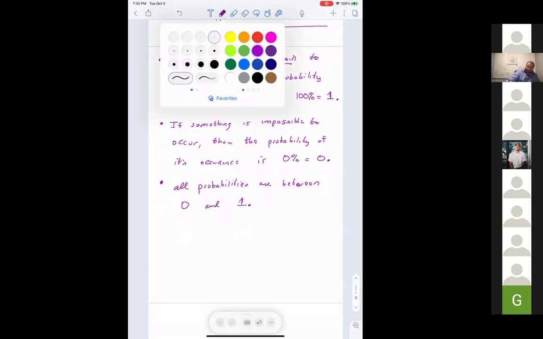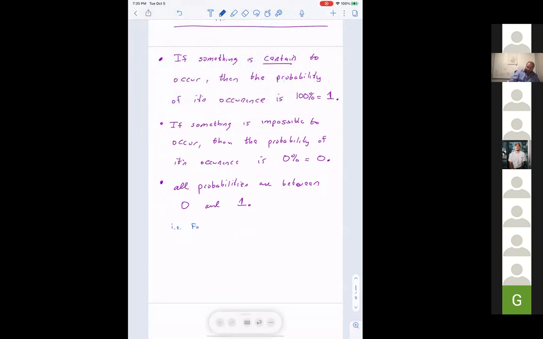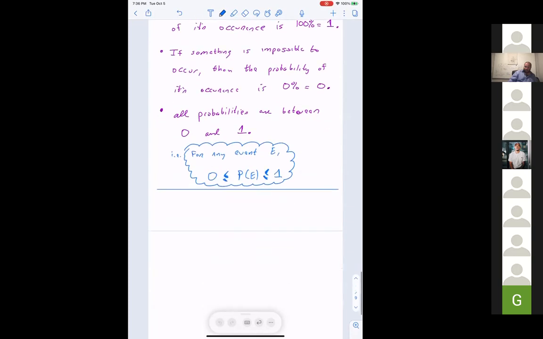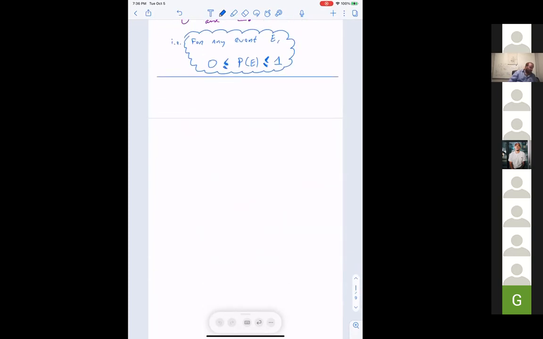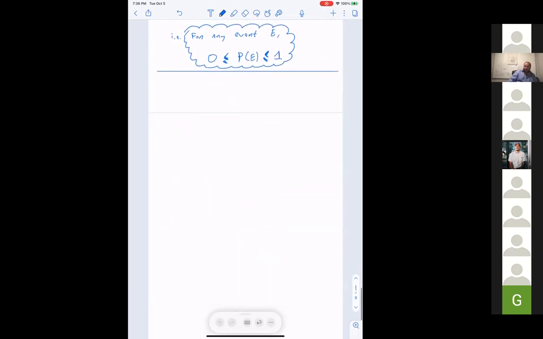So a way to paraphrase this last one, i.e., for any event E, the probability that E occurs is between 0 and 1. So we have a notation for probability, for likelihoods. The probability of an event E must be between 0 and 1. That is essentially our first rule of probability. Okay, questions on that so far?